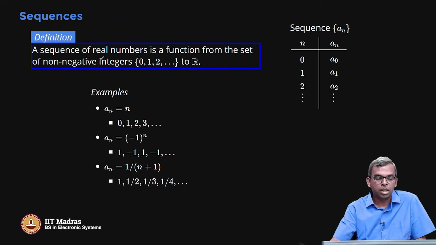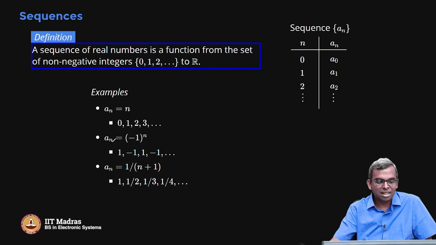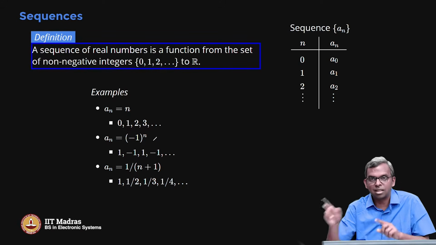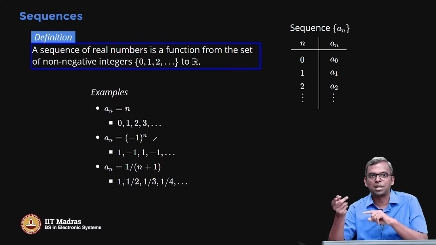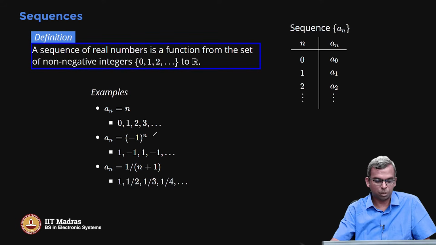I have shown you a bunch of examples here. We will see a lot more examples as we go along. The first example is very simple, a_n equals n, like the integer sequence itself: 0, 1, 2, 3, the sequence is the entire thing. Another example, where I am slightly complicating the definition: minus 1 whole raised to the power n. If I put n equals 0, I get 1, n equals 1, I get minus 1, n equals 2, I get 1 again, n equals 3, I get minus 1. So this is an alternating 1, minus 1, 1, minus 1, a periodic repetition of 1 and minus 1. That is that sequence.